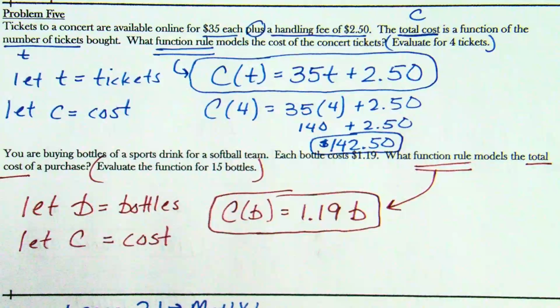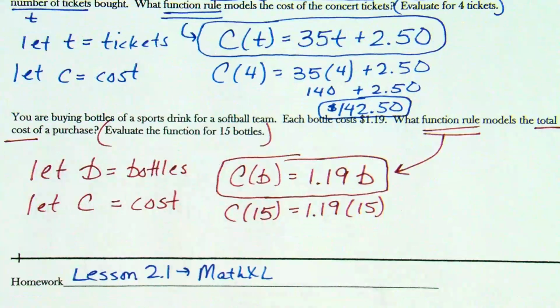And finally, we were evaluating for what? 15. So 1.19 times 15. You might actually want the calculator for that one. Unless someone's really got the mental math going, but. Check again. I like that answer better. Okay. $17.85.